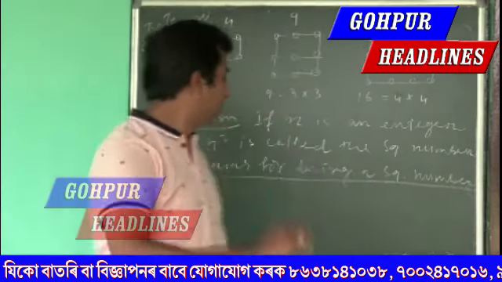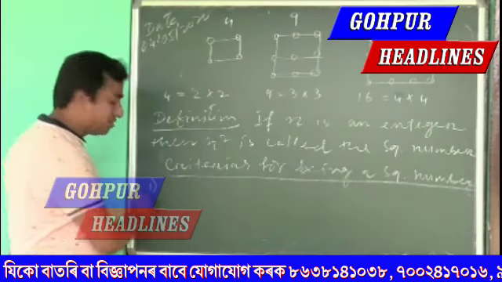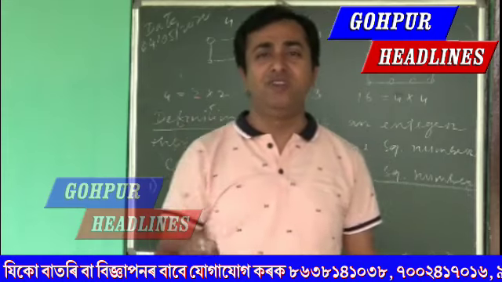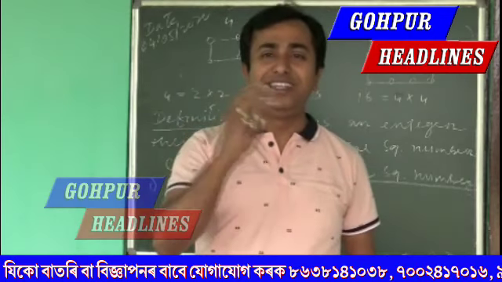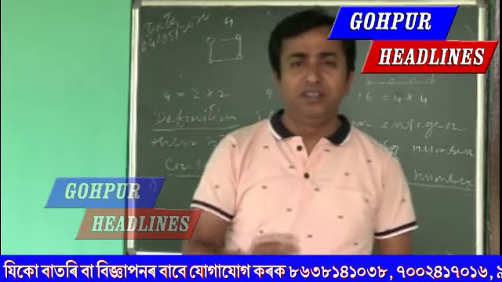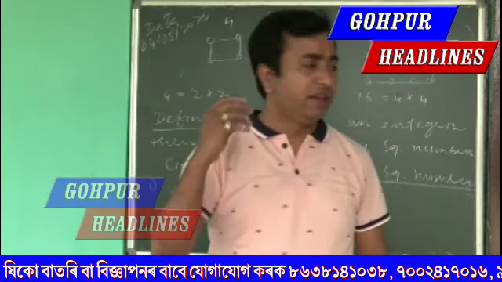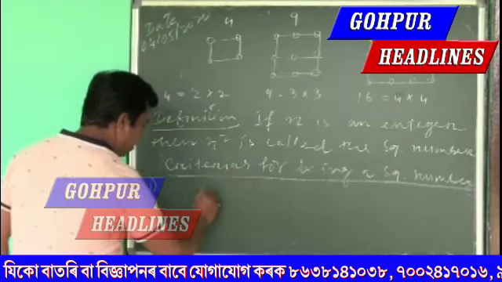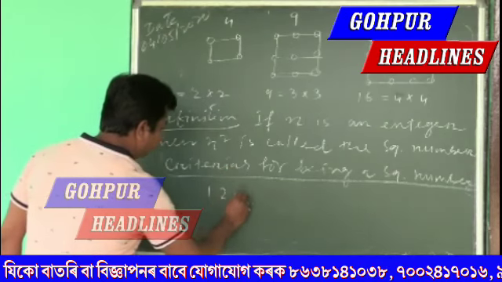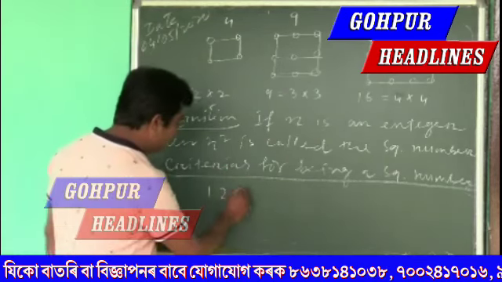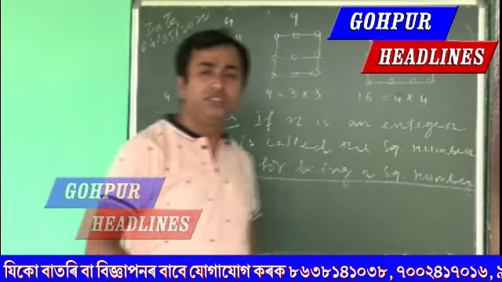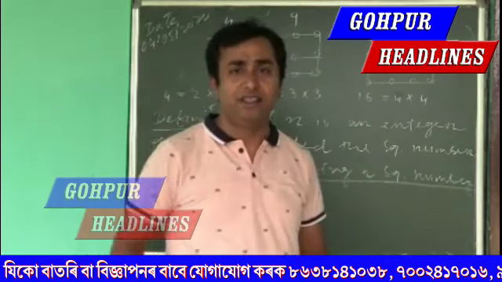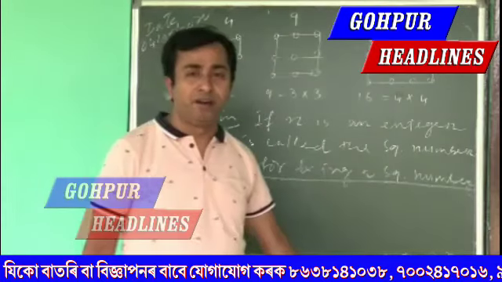Okay? So first of all, the number must not end with the digits 2, 3, 7 and 8. Suppose I am taking the number 123. Since this number ends with 3, it will never be a square number.